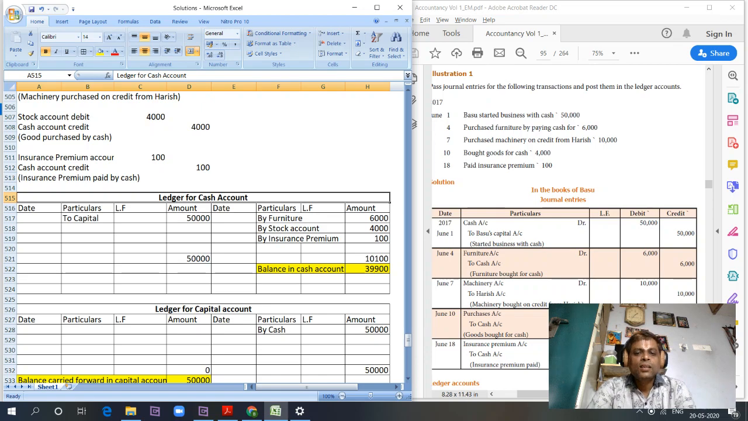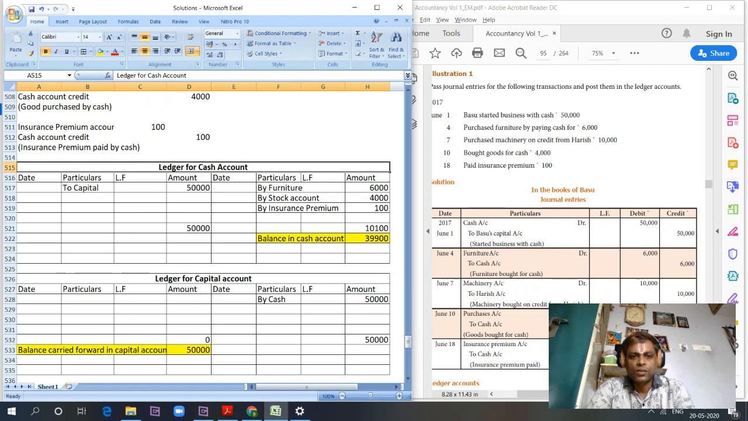So this is the advantage of a ledger, where you have the journal and we have summarized the transactions and arrived at the closing balance in each of the accounts. Students, hope this is clear and you have understood this particular illustration. Please let me know your thoughts and comments on this.